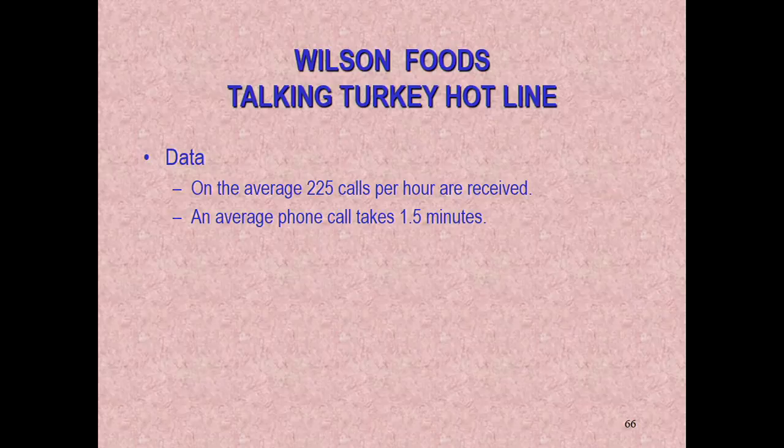Lambda is 225 per hour. An average phone call takes 1.5 minutes. So that's one call per 1.5 minutes. I want to get that to a mu per 60 minutes, so I'm going to cross multiply. 60 is equal to 1.5 mu. That means mu is 40 per hour, per server.